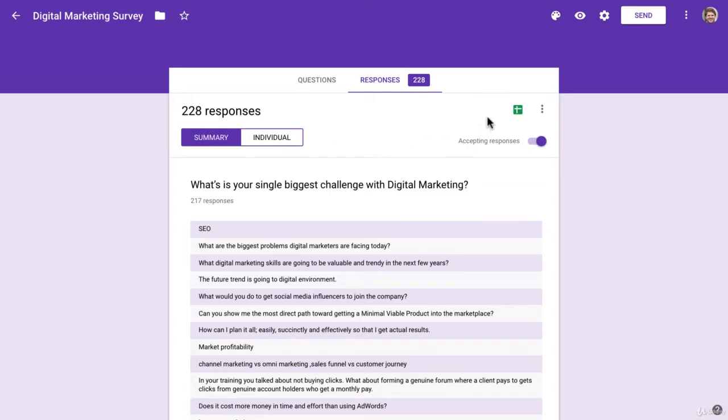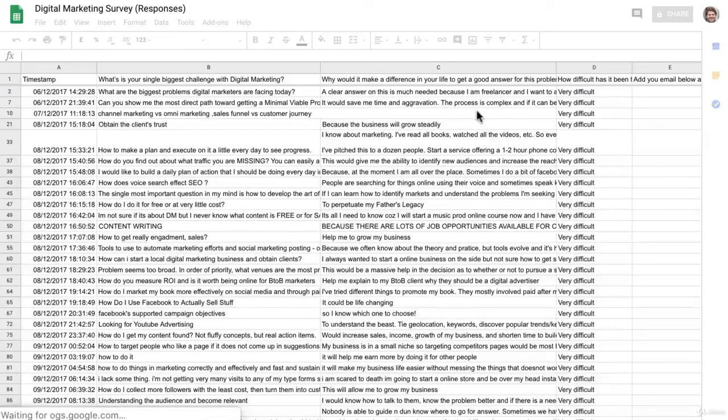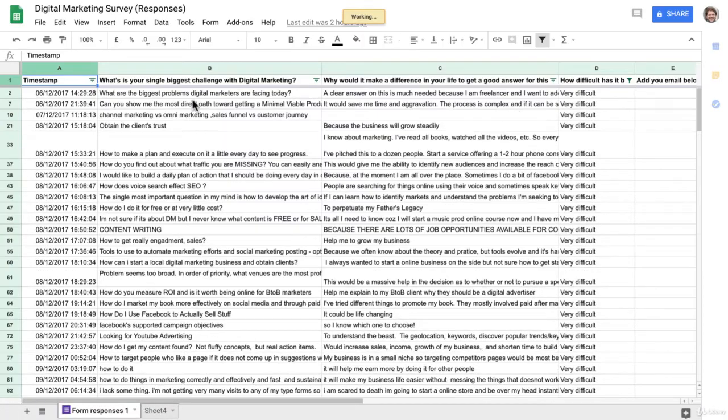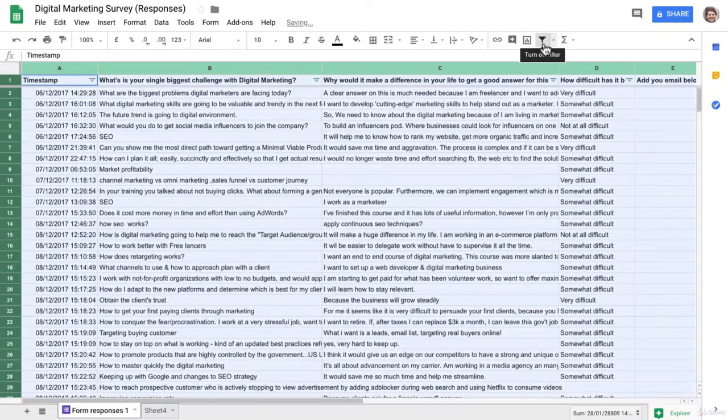So to look at it on a deeper level and really analyze it, I would recommend you view the responses in Google Sheets. Open that up right away. And the first thing that you want to do is select the top row here, and what you want to do is really put on a filter.